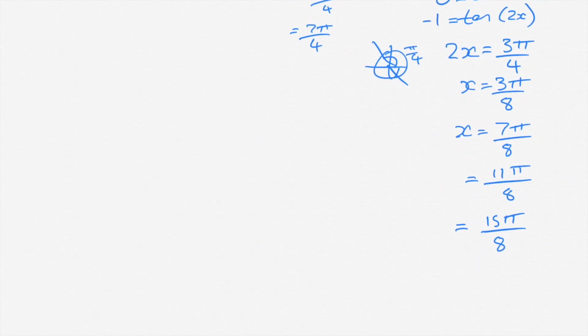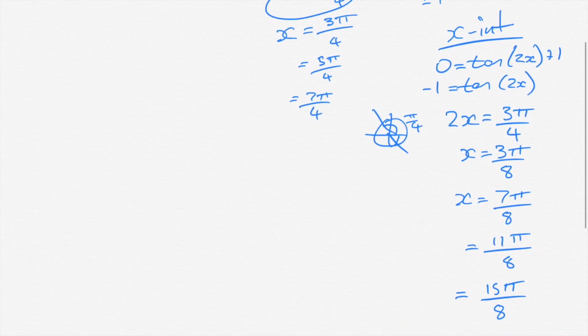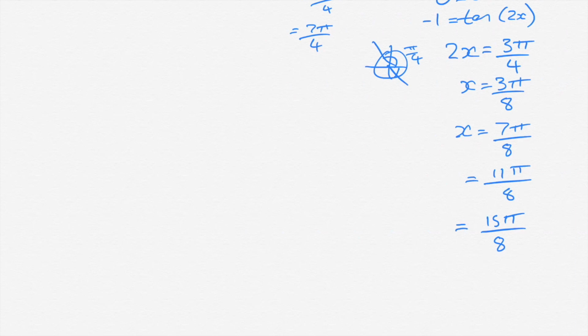And hopefully, if I go any further, I'm past my endpoint. That's nearly 16 pi on 8, which is nearly the endpoint of my domain, 2 pi. So I'm not going to go any further. That's enough to sketch it.